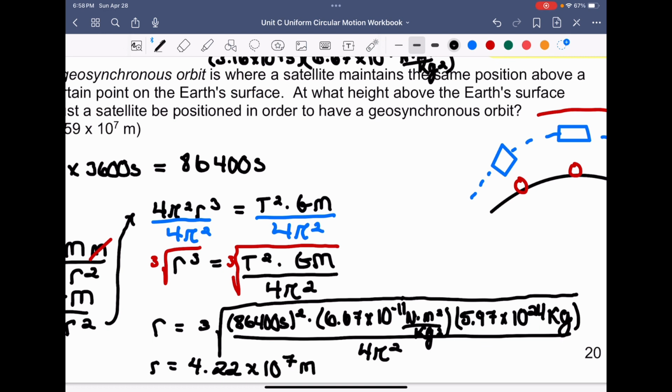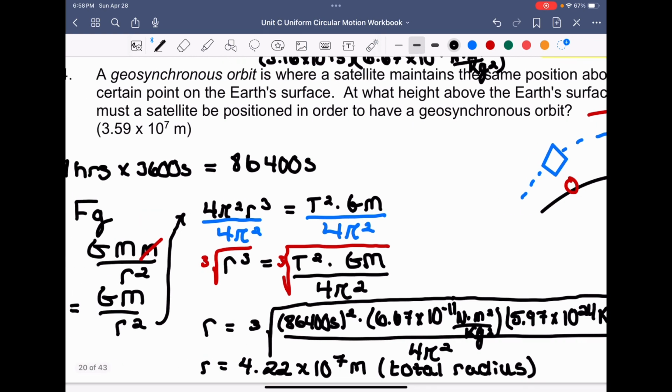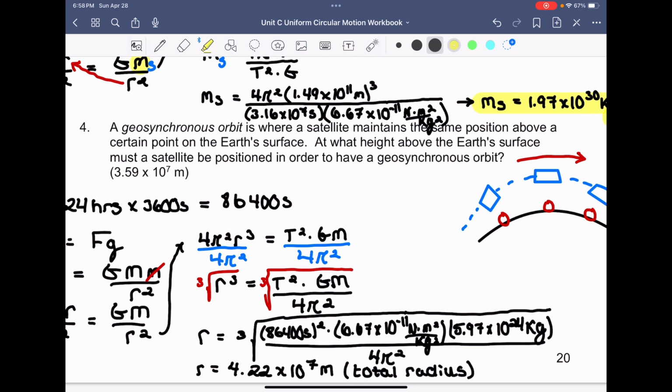Now, what we need to classify and annotate is that this is the total radius. This is that radius where we not only include the altitude, or how far it is above the Earth's surface, but we include from the center of Earth to the center of that. That's not what they asked for. They said at what height above the surface of Earth. And that might be an important thing to go back and highlight, just so we're really sure of our answer.